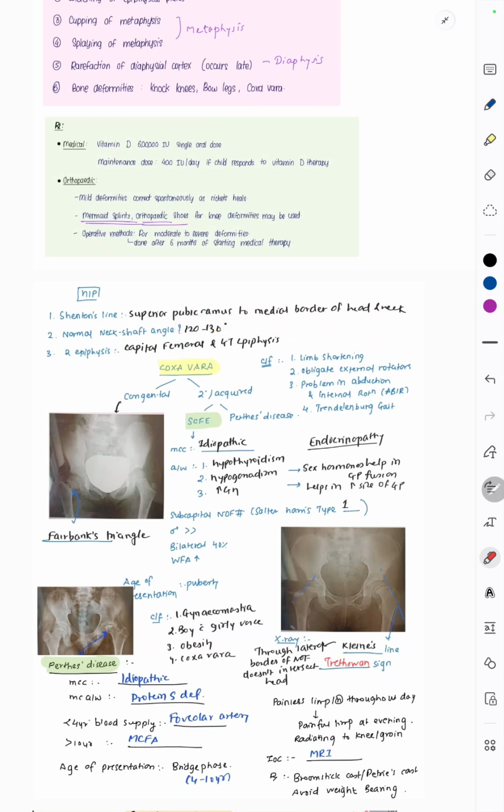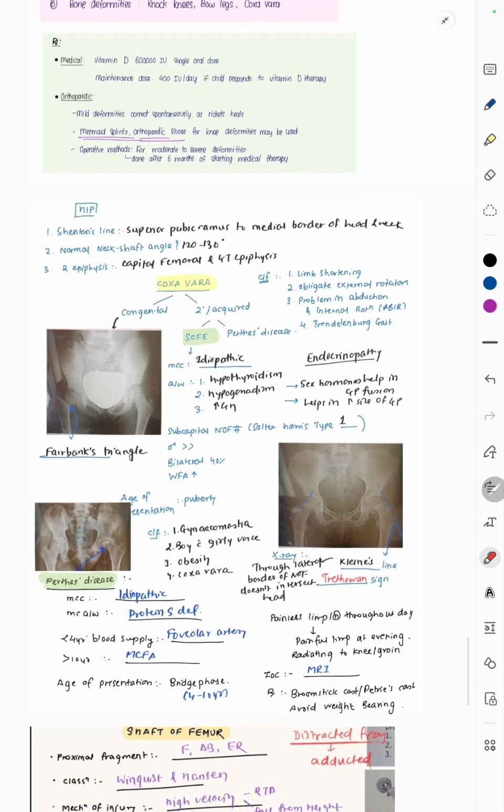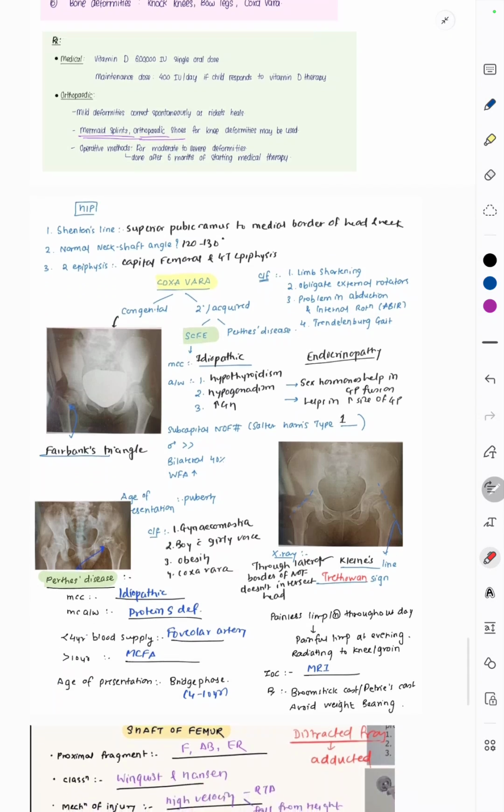Now, congenital conditions will lead to coxa vara, while secondary or acquired causes are either slipped capital femoral epiphysis or Perthes disease. Now, slipped capital femoral epiphysis: the most common cause is idiopathic, associated with congenital hypothyroidism, endocrinopathy, and hypogonadism, because of which the sex hormones, which help in growth plate fusion, are reduced, and increased growth hormone helps in increasing the size of the germinal plate. Slipped capital femoral epiphysis is a Salter-Harris classification type 1.